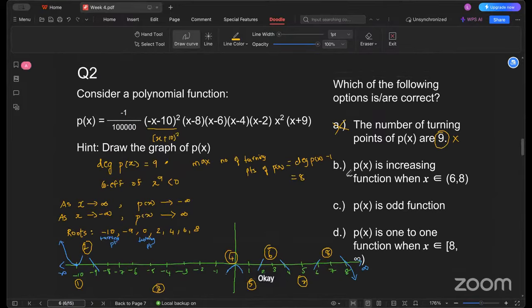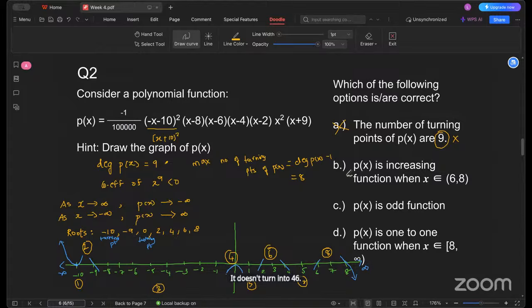My question is, how do we know that only minus 10 and 0 have turning points, and it doesn't turn at 4, 6, 8? Yes. Now we have to look at what is the definition of a turning point.